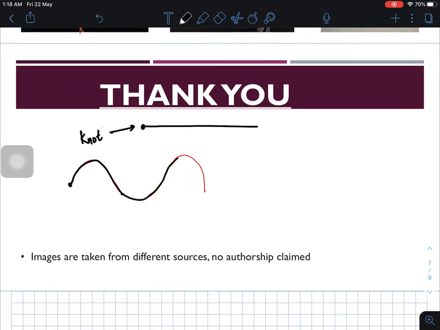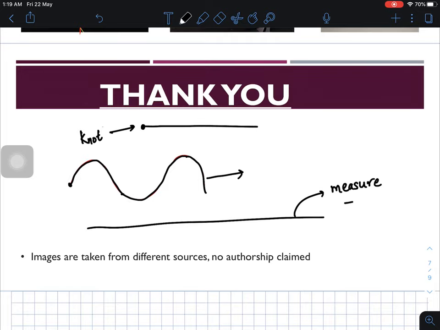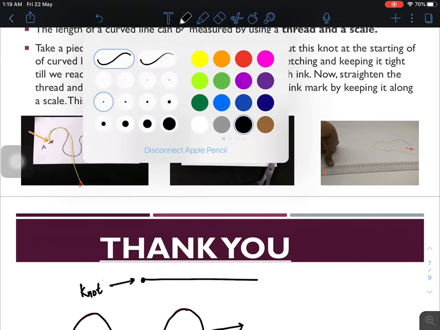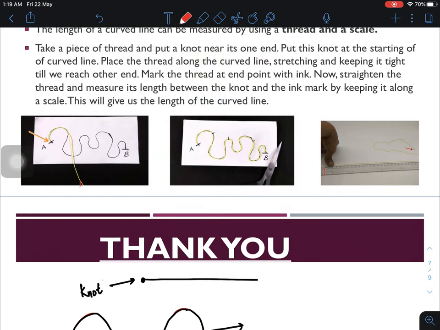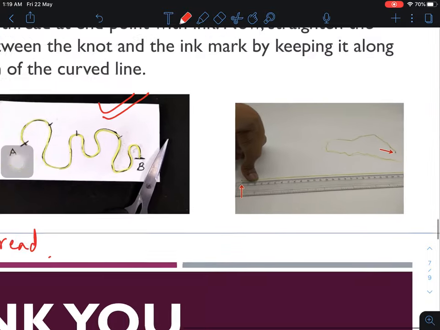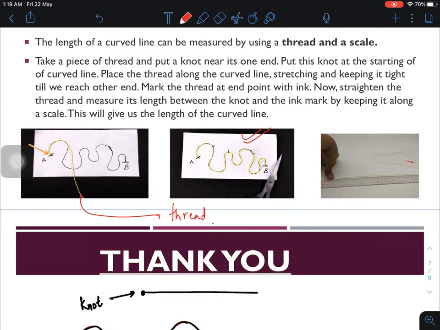After placing it, just straighten this thread, is thread ko straight kar do, straight kar diya. Now you measure it, ruler se ya jisse bhi aapko measure karna hai, then you will get the actual length. This is what is shown in this picture. So let's suppose A to B is the curved line. So what you will do is you will place your thread, this yellow color is your thread, ठीक है, so you place the thread, this is how it will look. Now you will straighten the thread, you can see that we have straightened the thread along the ruler and now we are measuring the length of this thread. So by measuring the length of the thread it will give us the length. Okay, that's it, thank you for watching.